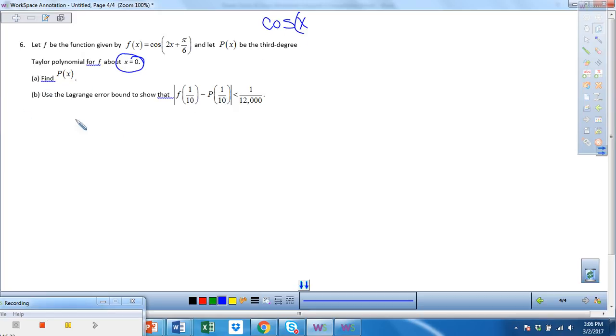But, so we are going to have to do this the old-fashioned way by taking derivatives. Fun stuff. Okay? So we know that f of x is cosine of 2x plus pi over 6.